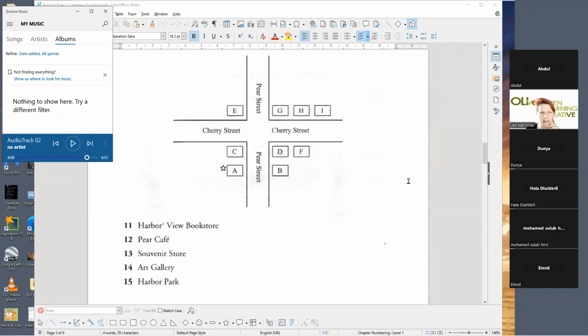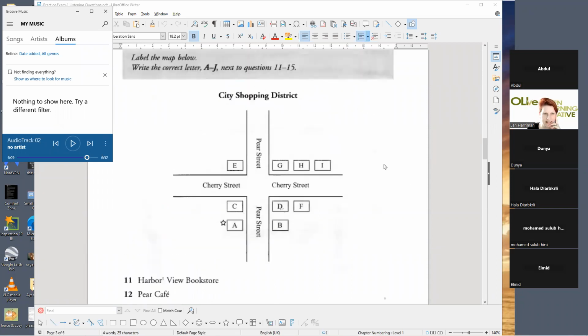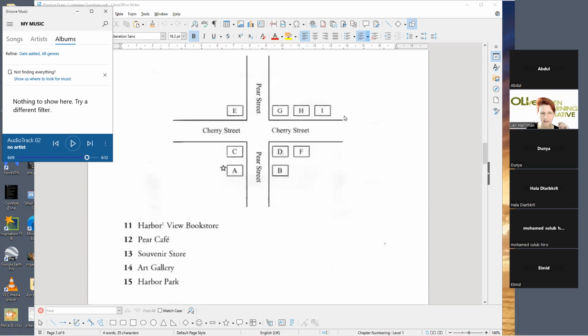So what do you think when you look at a question like this? We have to write the correct letter A to J next to the questions 11 to 15. So all we're going to be doing is answering with a letter. What have we got here? Directions. We've got a map. Yep, we've got directions. So we're going to be listening to someone telling us where to go.